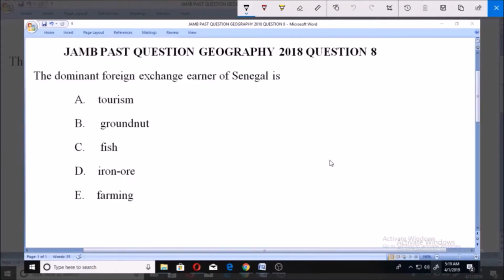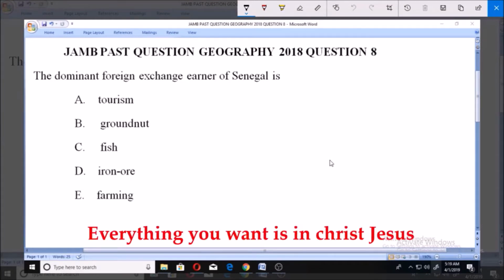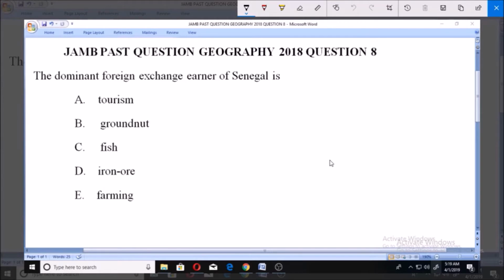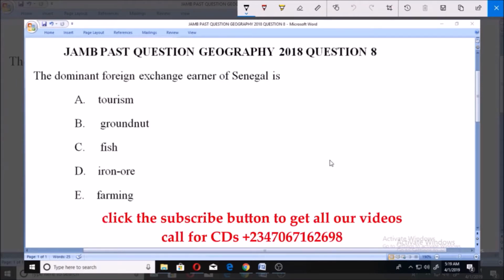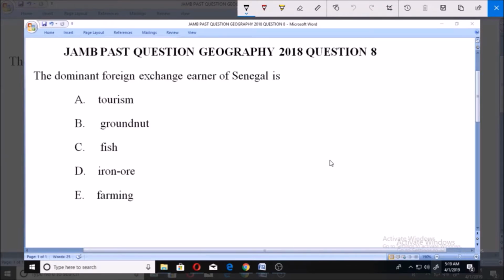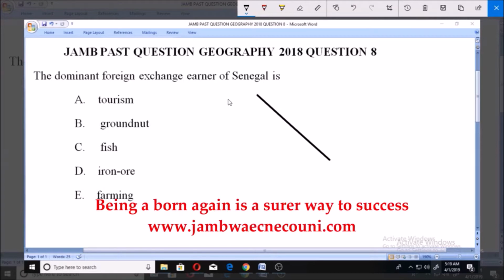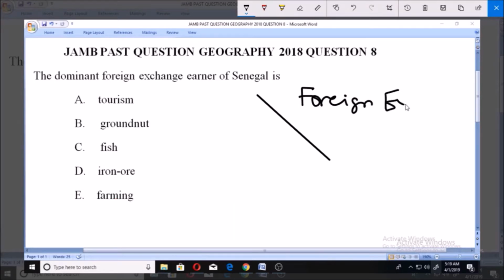Let's look at this Jamb past question, Geography 2018, question number 8. The dominant foreign exchange earner of Senegal is A. Tourism. B. Granite. C. Fish. D. Iron ore. E. Farming. So which of these is the dominant foreign exchange earner for Senegal? Senegal depends mostly on foreign exchange for its GDP and other things.